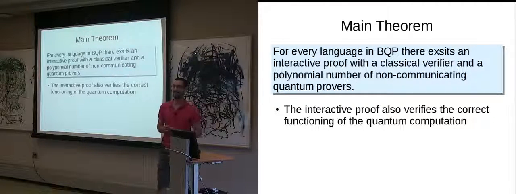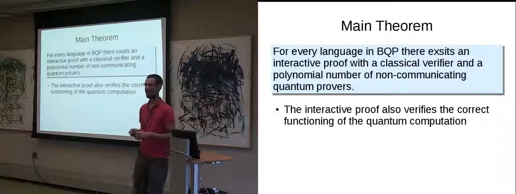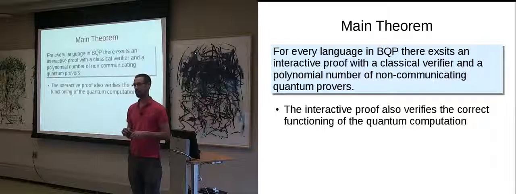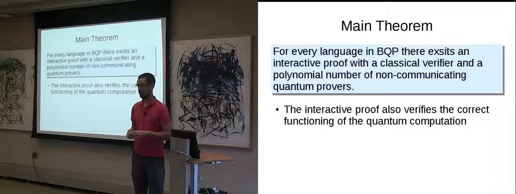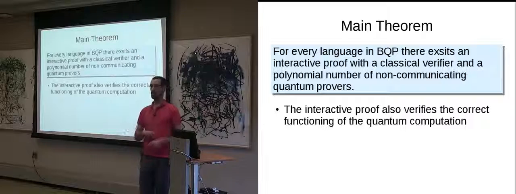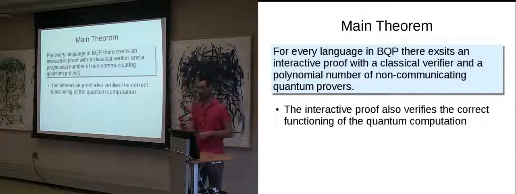Just to clarify, in the statement of the theorem, when you say quantum provers, you mean polynomial time quantum provers, and classical verifiers, randomized polynomial time classical verifiers. So I actually will prove something even stronger than that, which is that the provers are going to be constant size.